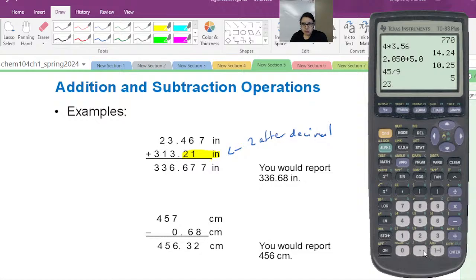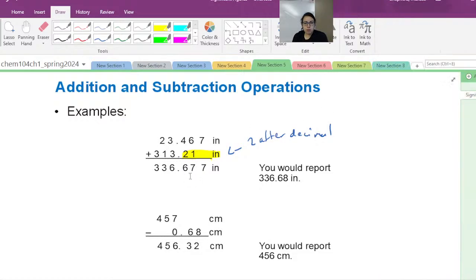So we would punch this into our calculator, just like they've done. And so we get 336.677, and then we have to round to 2 after, so then we round up to 336.68 inches.